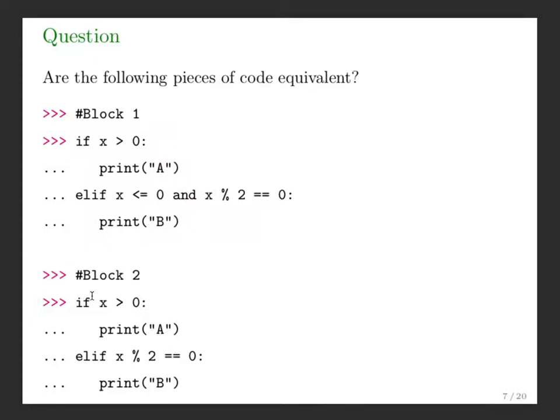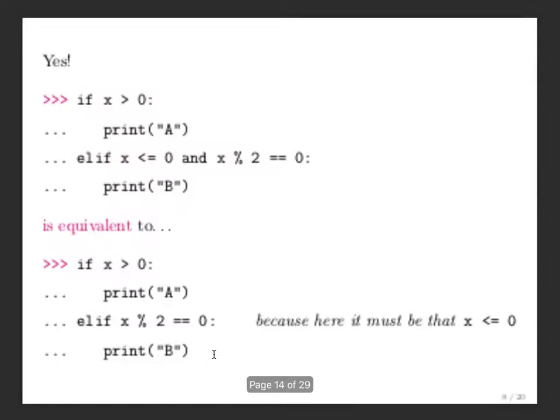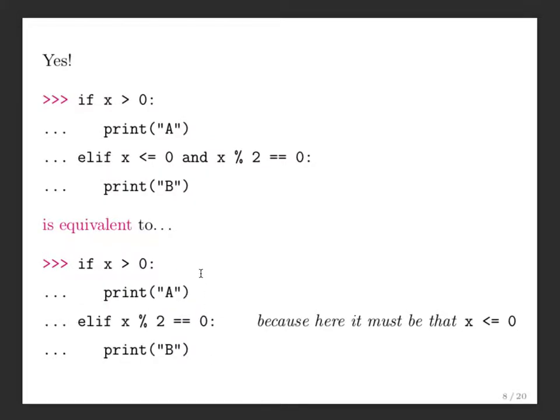Think of it this way. If this condition fails, then we have to execute this elif statement. So if this condition fails, what can be presumed at this point in the code? That x is not greater than 0. That is to say, x is less than or equal to 0. So these two blocks of code are equivalent, right? Because even though I didn't write this condition in the second if statement, it is implicit that x is less than or equal to 0, because that condition already failed at the first line.